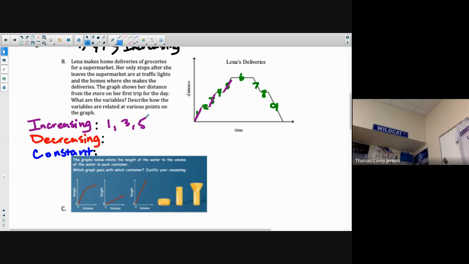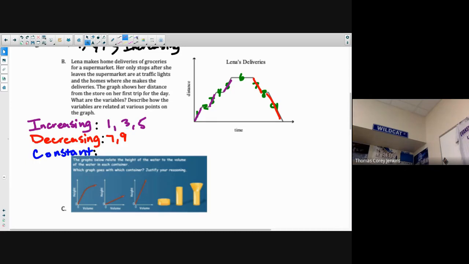Our decreasing intervals is where are we going downhill from left to right. Okay, so that would be this guy and this guy, a negative slope line. Okay, increasing is positive slope line, decreasing is a negative slope line. So that'd be in intervals 7 and 9.